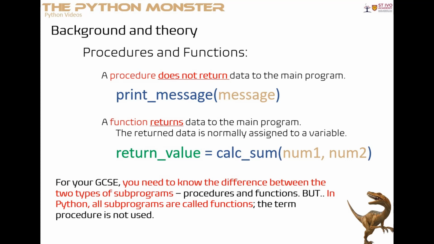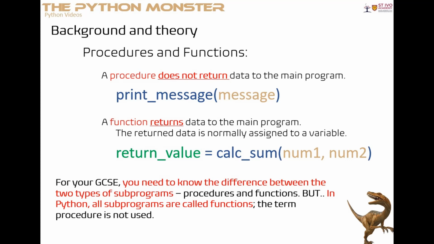Now for your GCSE, you need to remember the difference between a function and a procedure. A function returns data to the main part of the program that calls it, but a procedure does not return data. However, Python documentation and Python programmers do not use the name procedure. So everything for them is basically a function. A subroutine is another name for a function, and a Python programmer would say that a function either does or does not return a value, but there's no distinction made between or separate use of a word called procedure.